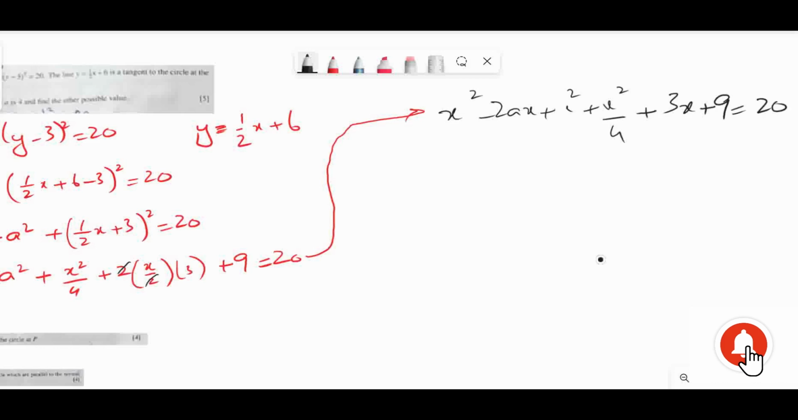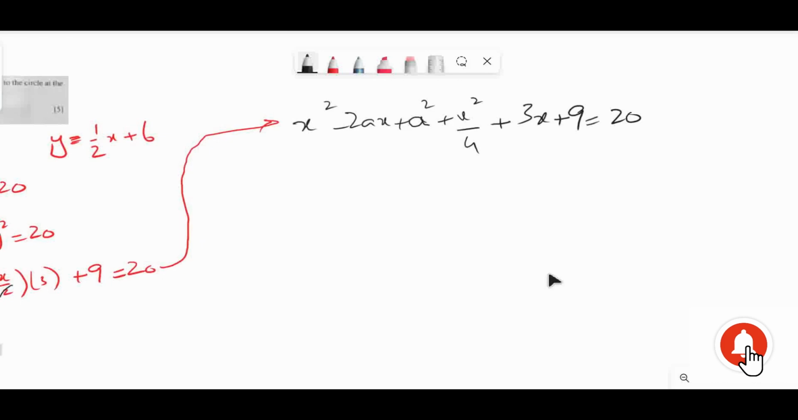Now let's simplify it further. Let's make the quadratic equation over here. So this will be x square plus x square by 4 plus 3x minus 2ax, then plus a square plus 9 minus 20 is equal to 0.